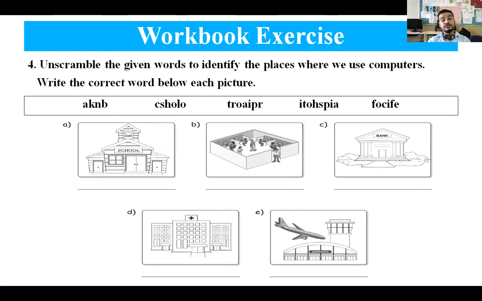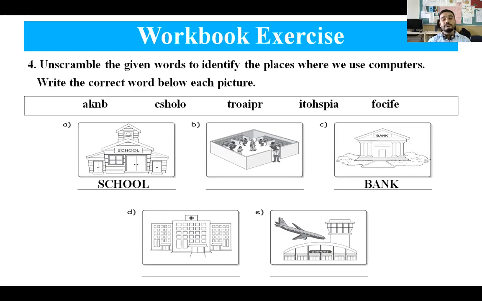Where computer is used? Okay, A, K, and B. Let's start with a B. So B, A, and K. Yes. So what we have got? We have got bank. Bank is the place where computer is used. Now second one is CSHOLO. So which word we can form from it? You can see in your picture also it is school.